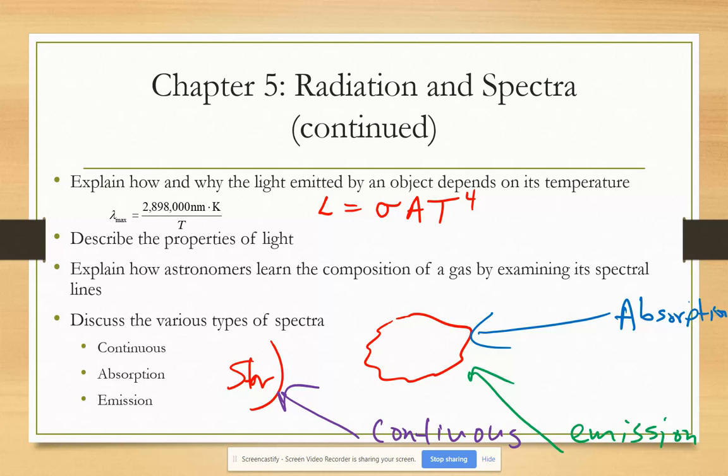Wait, so absorption spectra is like the continuous, but it has like missing lines. That's right. It's continuous but missing lines. And then emission is like you're seeing the missing lines. That's right. It's exactly right.